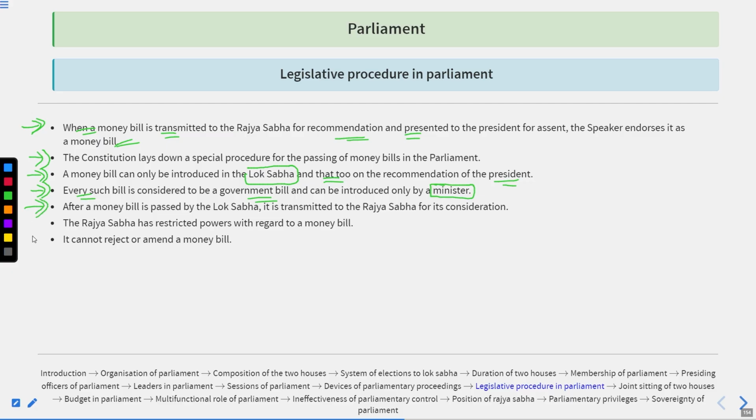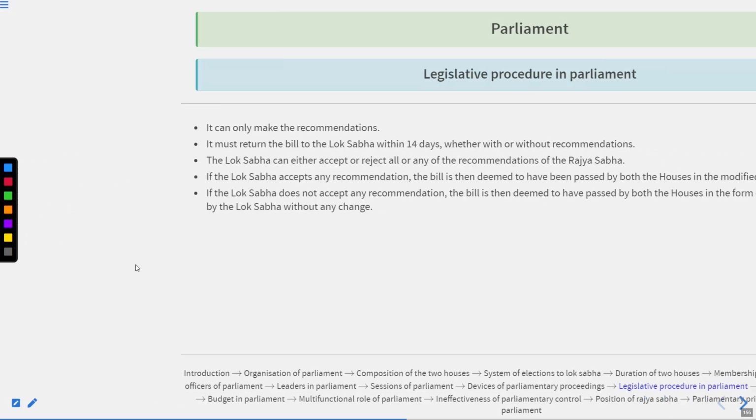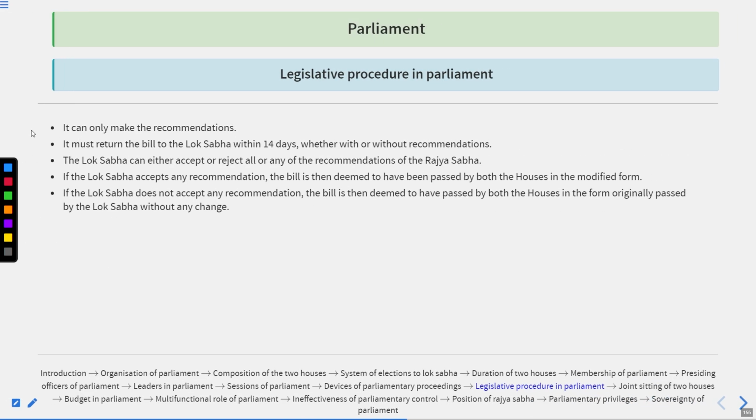After a money bill is passed by the Lok Sabha, it will be transmitted to the Rajya Sabha for its passage and for getting the assent of the President. Rajya Sabha has restricted powers with regard to a money bill. It cannot reject or amend a money bill like any other ordinary bill. Second, it can only make recommendations, not changes. It's totally dependent on Lok Sabha whether they want to admit them or not.